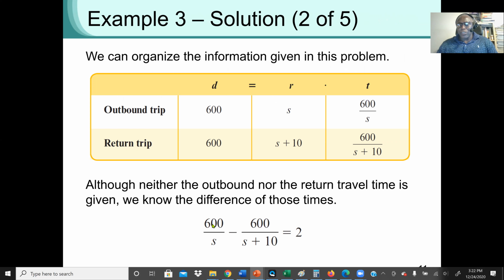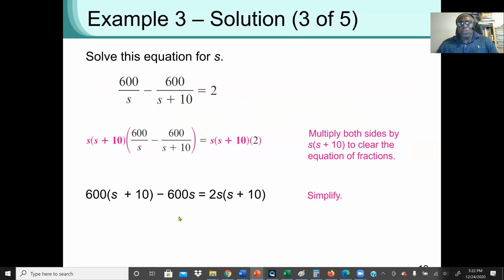We know time is distance over the rate or the speed. So the outbound time minus the returning time, the difference is 2. So if we can set up this equation, then we can find S now. This equation will turn into, again, a quadratic equation. So what we do here, we will find the LCM. We have 600 times S plus 10 over S times S plus 10.